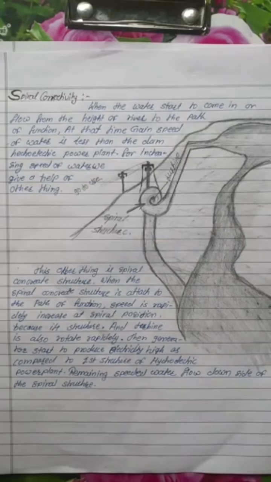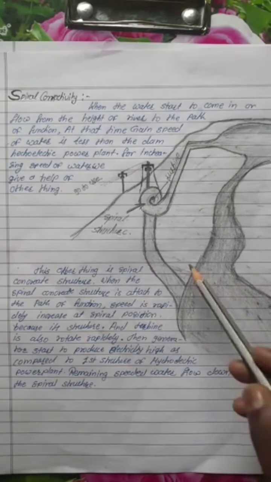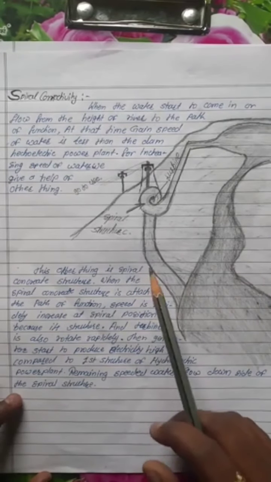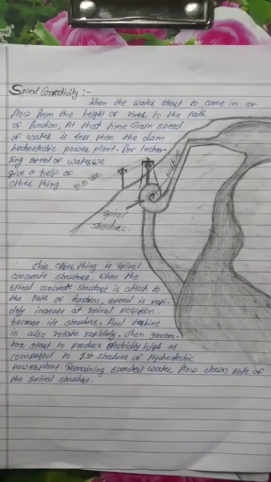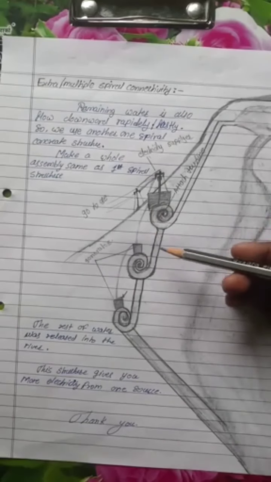As compared to the first structure of the hydroelectric power plant, the remaining speeded water flows down the side of the structure and meets the river. At that time, the water gains a high kinetic energy and speed. Remaining water also flows downward rapidly and fast.